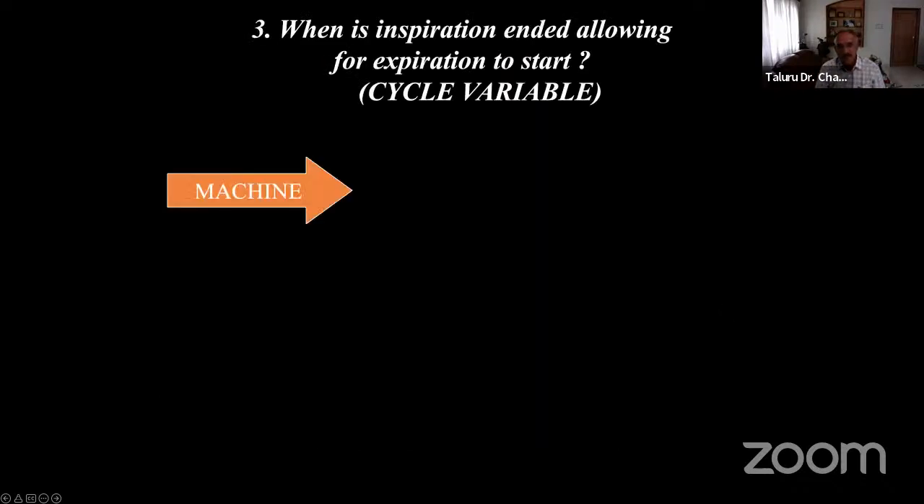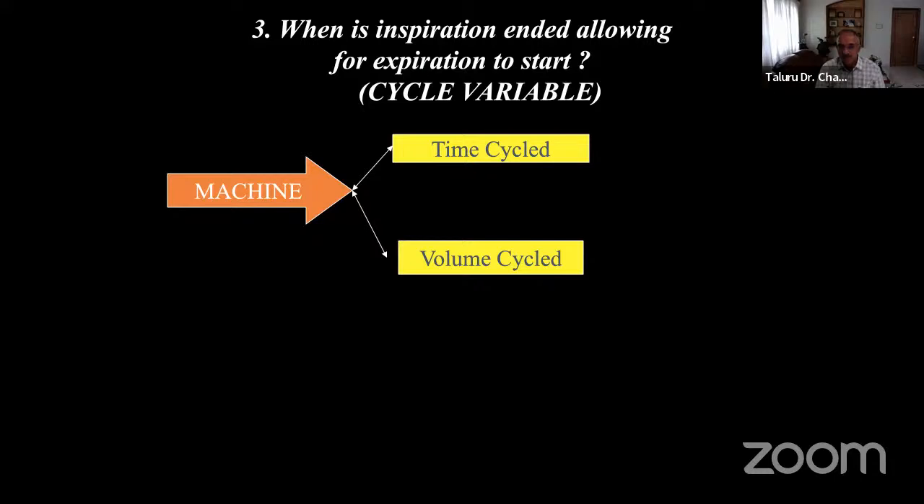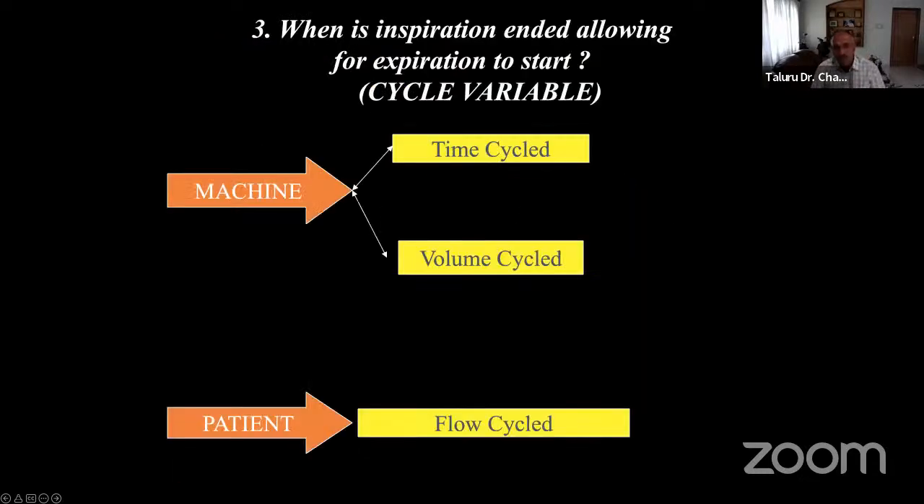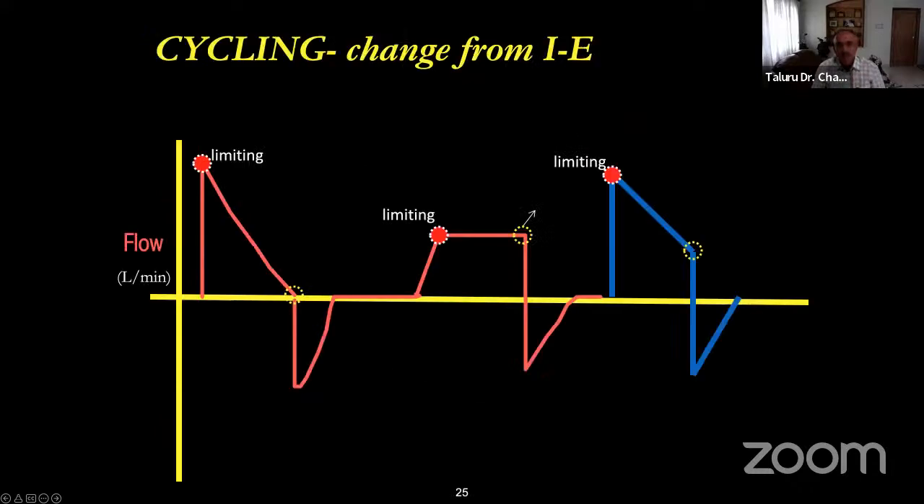Then cycling and limiting, I have already said, are always by the ventilator. Cycling is by time cycling, volume cycling. Volume again is by the elapse of time only, the inspiratory time. And then the patient is flow cycling. There is only one mode where the patient can cycle, and that is the pressure support mode. See, this is the limiting, this is the cycling.